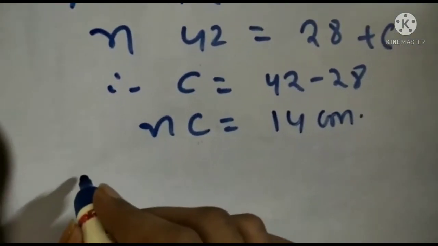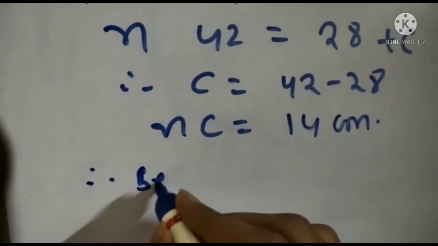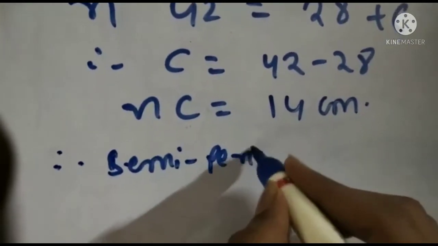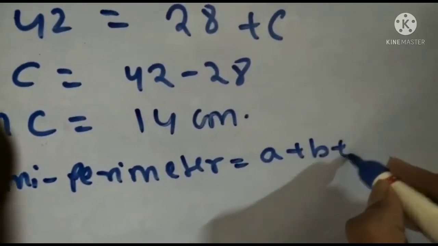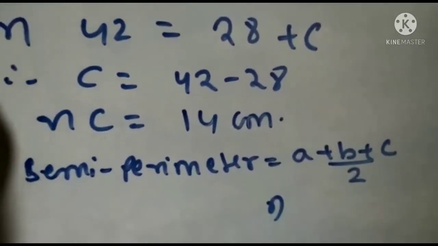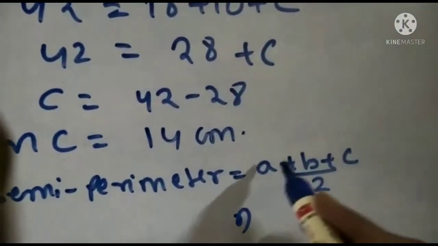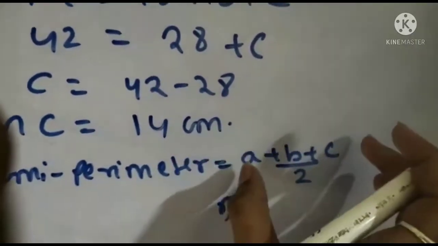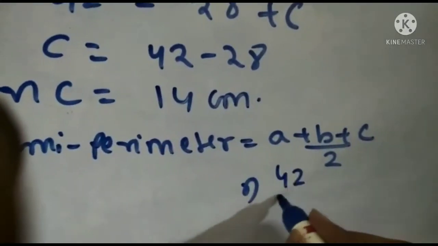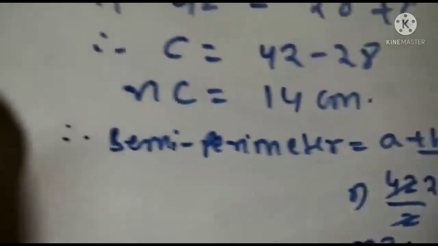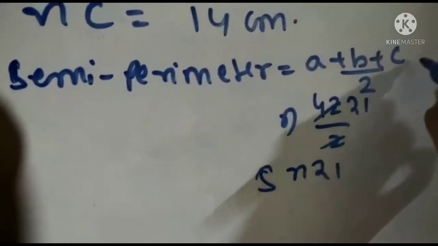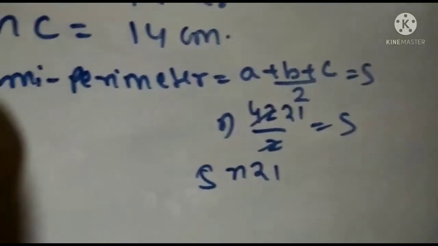Now the semi-perimeter s equals a plus b plus c by 2. We know a is 18, b is 10, and c is 14. We don't need to write 18 plus 10 plus 14 here because we know a plus b plus c is the perimeter, which is given as 42. So 42 by 2 is 21. Done. We have found s, so s equals 21.